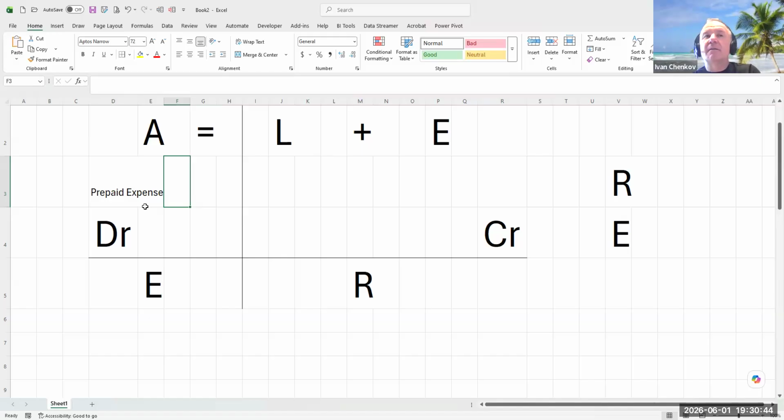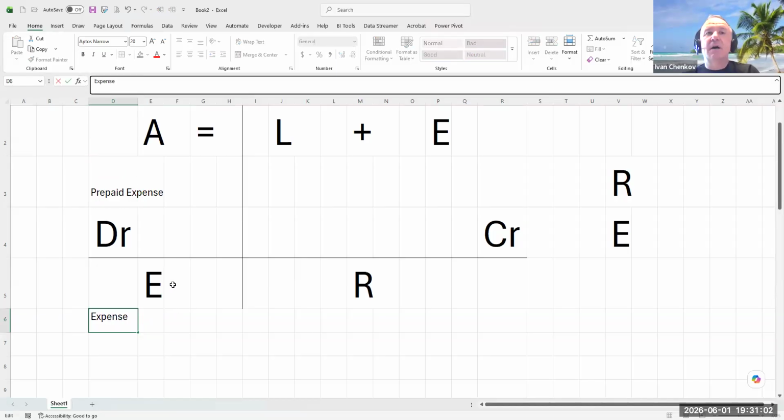Later on, when I start using it, when the period passes, let's say 1 month passes, this prepaid expense has to become expense. Make sense? So what I'm going to do is move it from the prepaid expense to the expense. Let's see how this is going to happen.